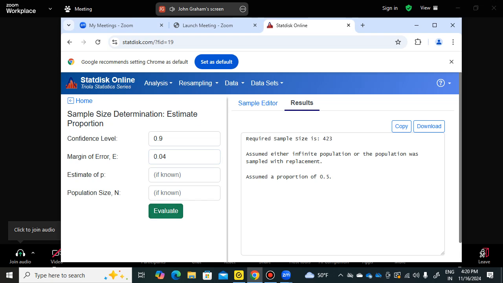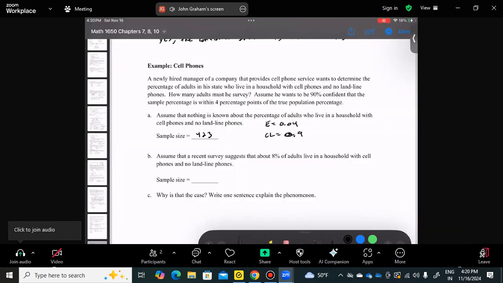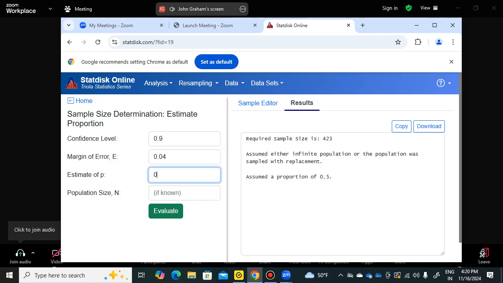Now assume that a recent survey suggests that about 8% of adults live in a household with cell phone and no landline phones. So we estimate p equals 0.08. We'll add that into this, and it reduces our needed sample size to 125.